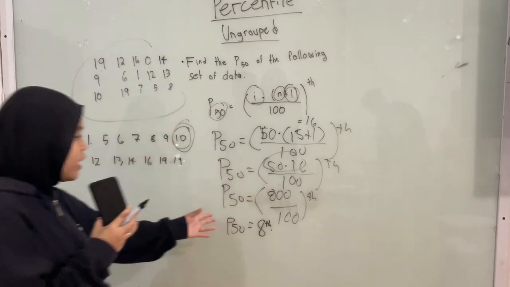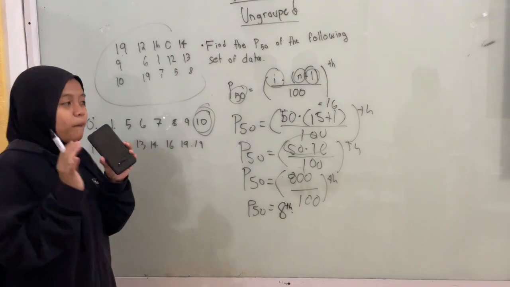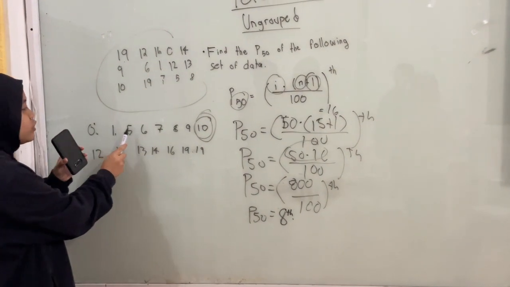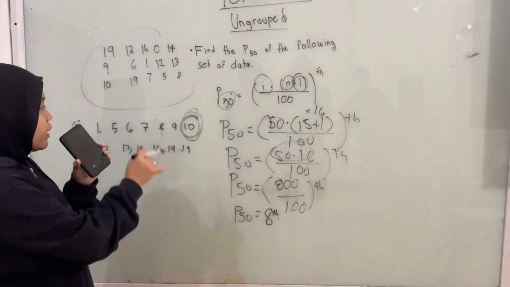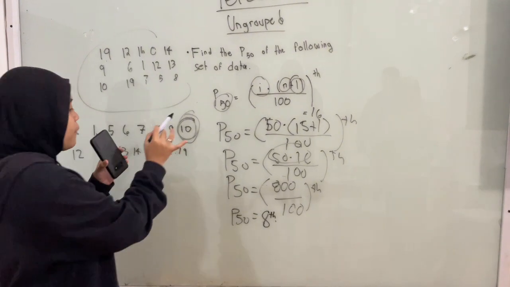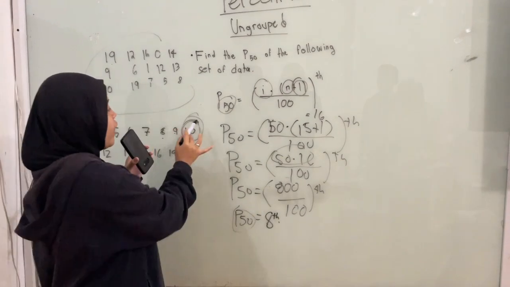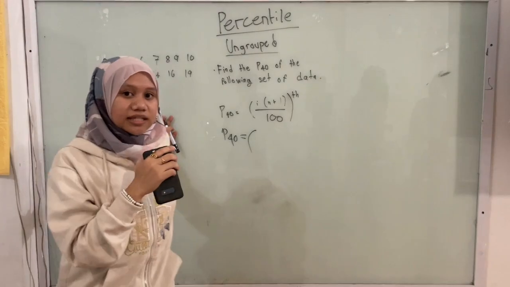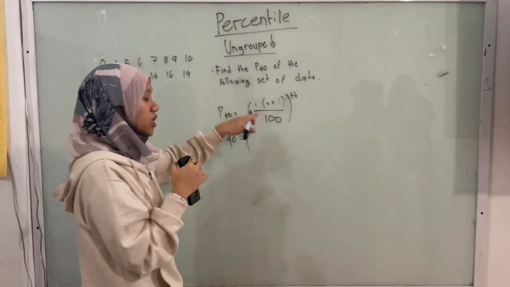So, as you can see here na, final answer natin, di ba kasi nakuha natin is pang 8. So, bibilangin natin dito sa orange set of number kung saan nga ba dito yung pang 8. Bale, 1, 2, 3, 4, 5, 6, 7, 8. So, ang pang 8 dito is yung 10. Bale, the value of P50 is equals to 10. So, yun lang ang kanyang final answer. So, let's proceed sa second example, which is find the P40 of the following set of data.